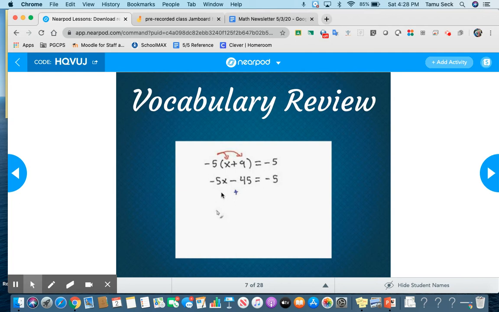Now, this is a review of distributive property. Distributive property is when you multiply the number outside the parentheses to each of the numbers inside the parentheses.